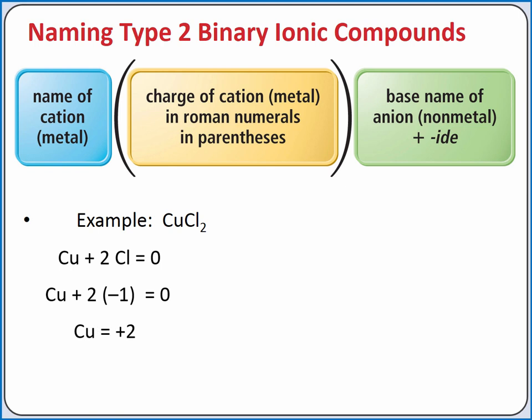When we name this ionic compound, we put the charge of 2 in Roman numerals after the copper. We don't need a space between copper and our parentheses. So our name for this compound is copper(II) chloride.